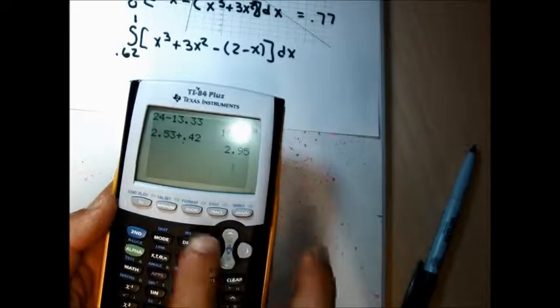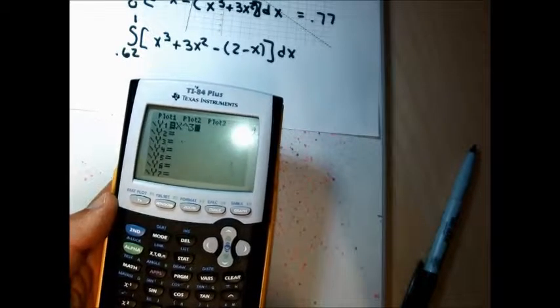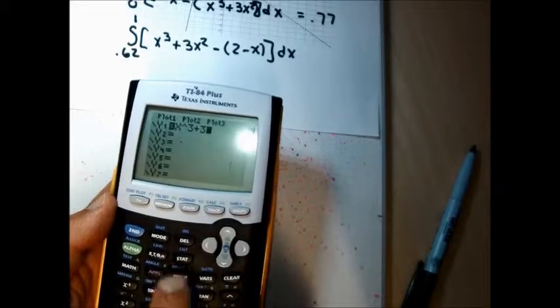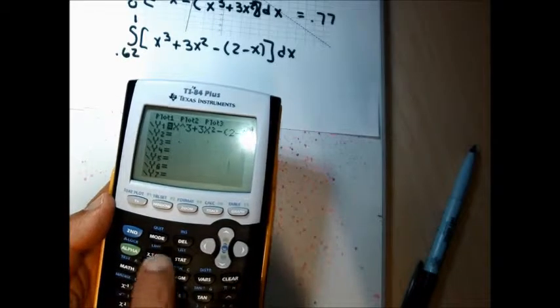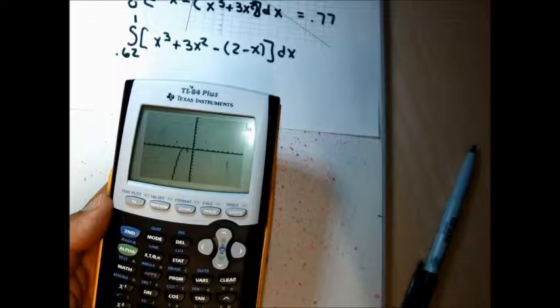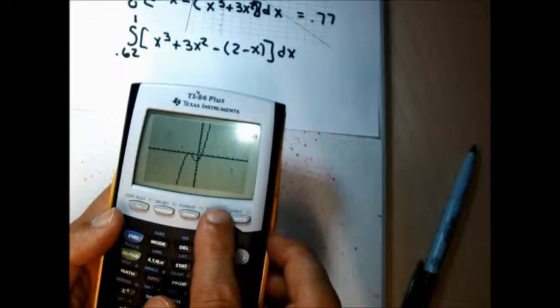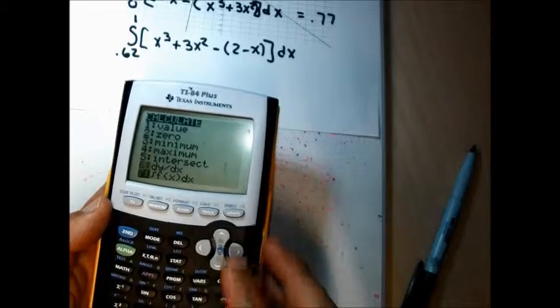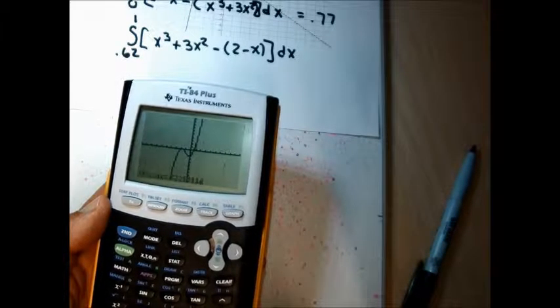Now I'll move on to the second part. Clear out that function and do x up arrow 3 plus 3x squared minus parentheses 2 minus x. Graph it. Again, it doesn't give me the same graph as is presented to me in the problem, but it's okay. I don't need to have the same graph to get the area. So 0.62 to 1. This area is 0.52.